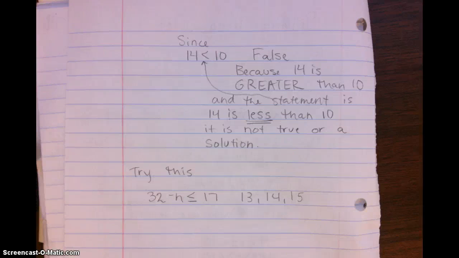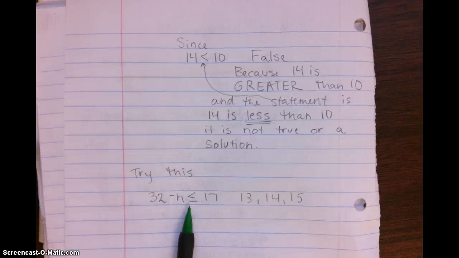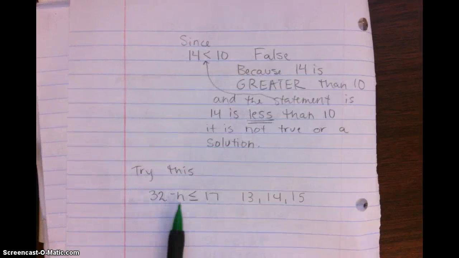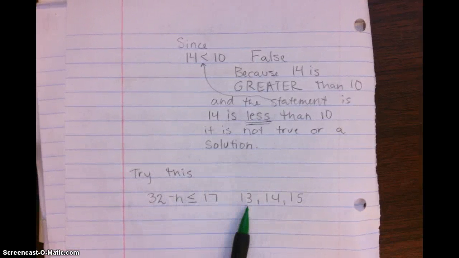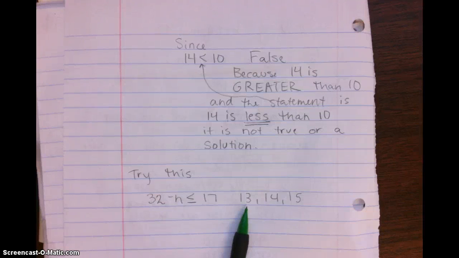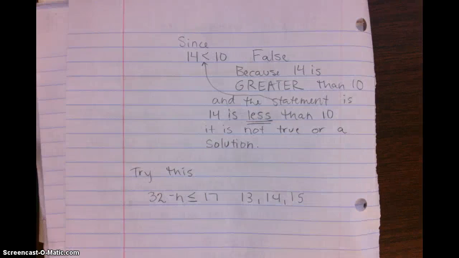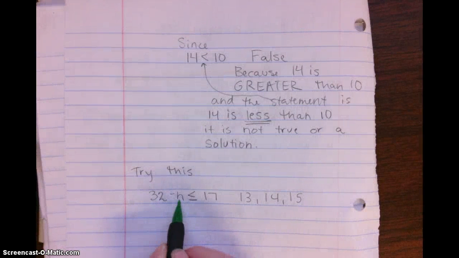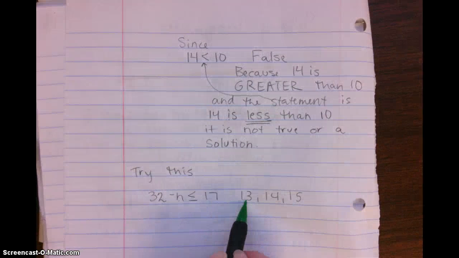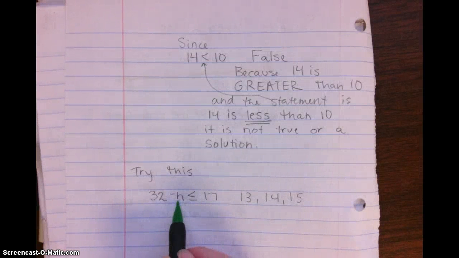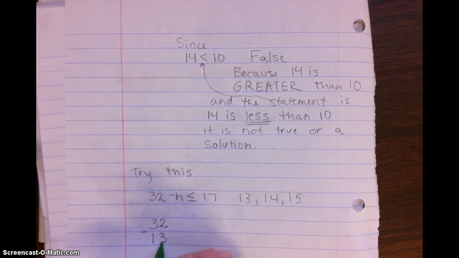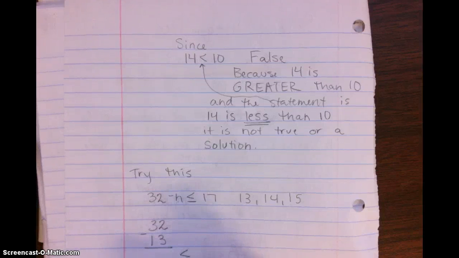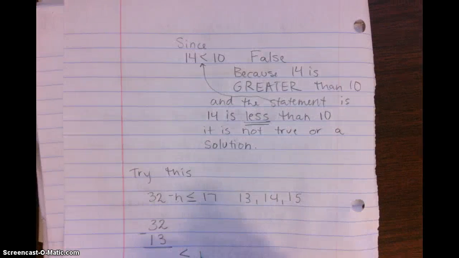Now we're going to try this problem. We are going to determine which of these numbers is a solution of this inequality. So we have 32 minus n is less than or equal to 17. So first we need to check if 13 is a solution to this inequality. So step 1, I look for my variable. Here's n. Then I replace the possible solution any place that I see the n. So now I see it as 32 minus 13, which I'm going to need that answer to be less than or equal to 17.